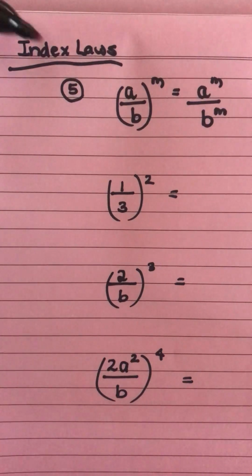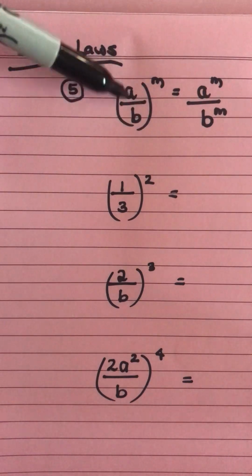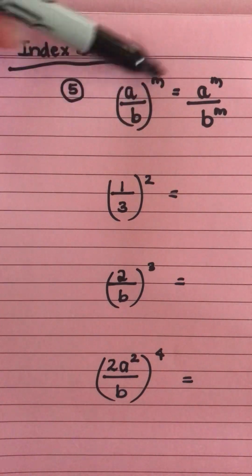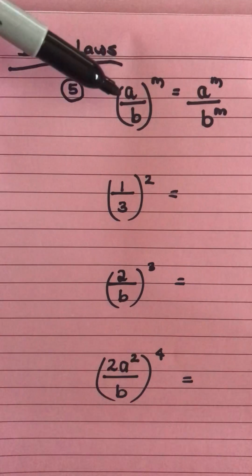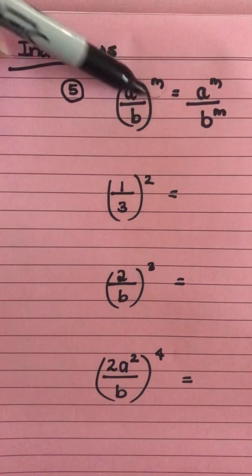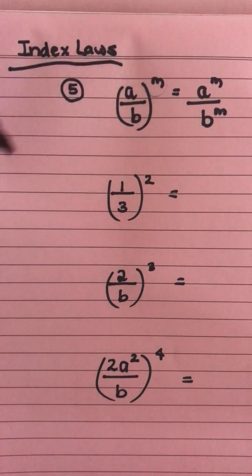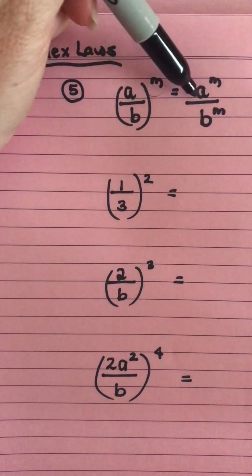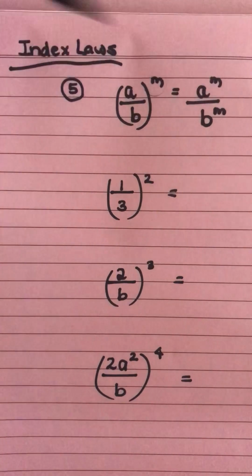In our fifth index law video in our series of 7, we're having a look at if we have a fraction inside the bracket and a power outside. So that, just like we had in our previous video in number 4, that power outside the bracket applies to both of the items inside. So we would end up with a to the power of m over b to the power of m.